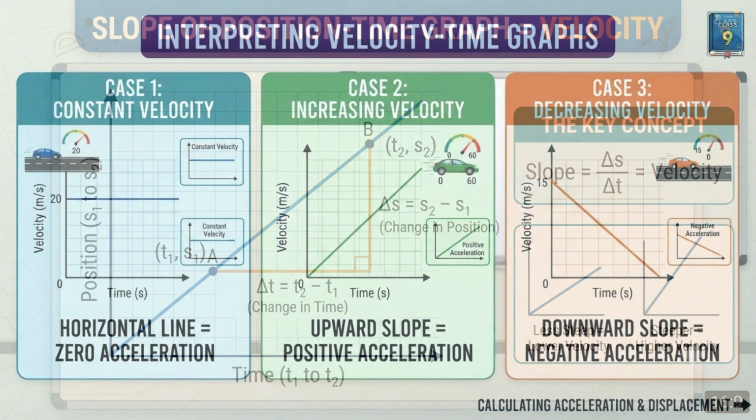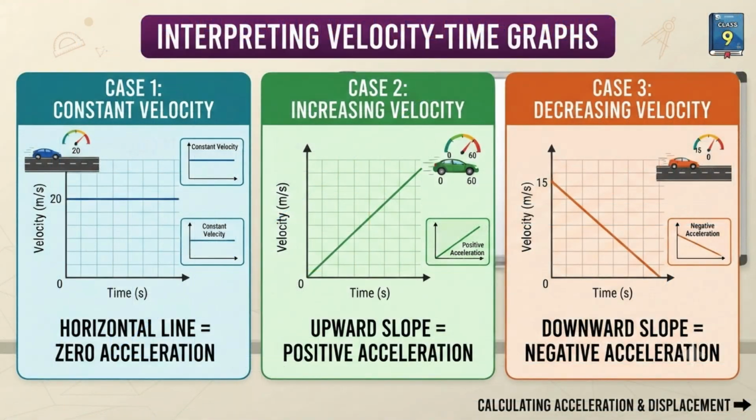Now that we've understood the position time graph, let's move on to another very important graph in physics, the velocity time graph. As the name suggests, a velocity time graph shows how the velocity of an object changes with time. Just like the position time graph, here also we'll plot time on the x-axis. But instead of position, we'll plot velocity on the y-axis. Now, let's understand 3 different cases.